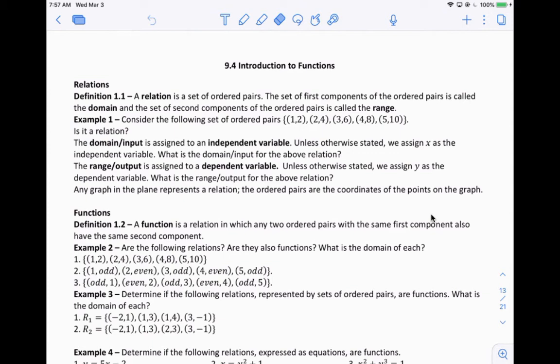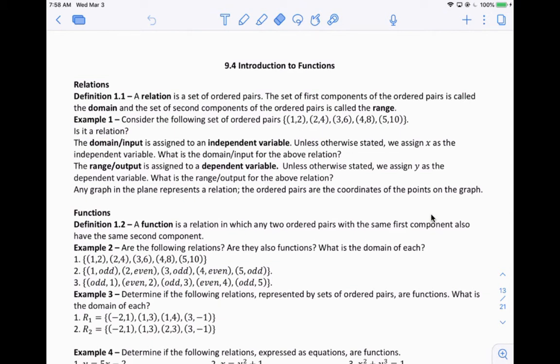A relation is a set of ordered pairs. That's really all it is. At the end of the day, any set of ordered pairs, x and y, is considered a relation. The x's of those ordered pairs is called the domain. The range is the y's. Most of the time we call the x's the input or the domain, and we call them the independent variable. Those are the ones we plug in. They are independent of what's happening in the relation. The range is the output of those variables, what you get out of that relation, and therefore they're dependent.